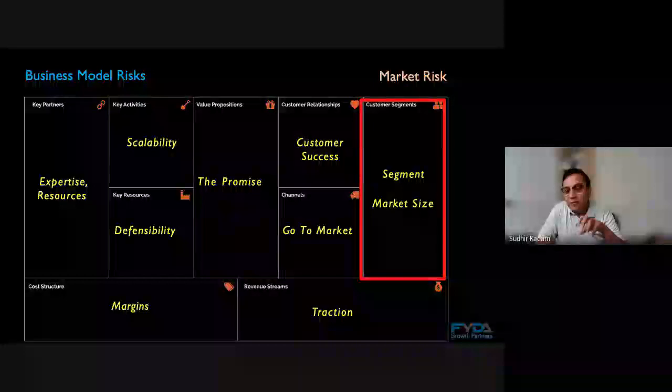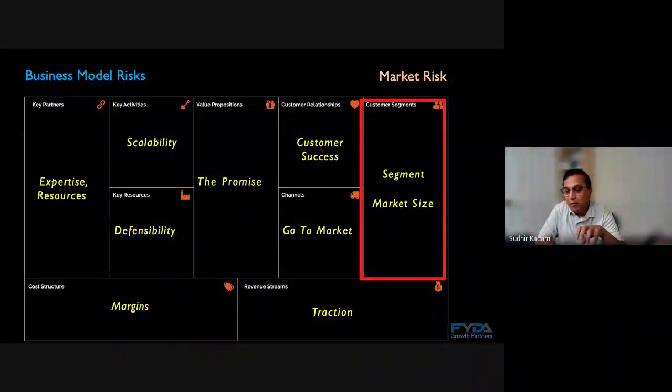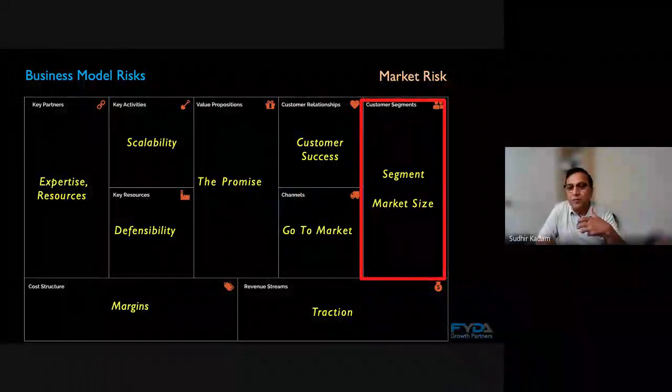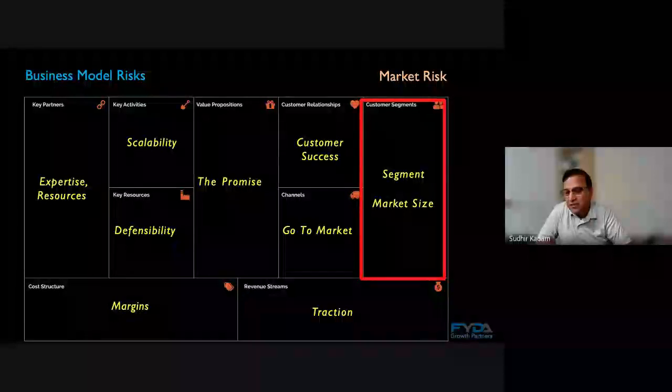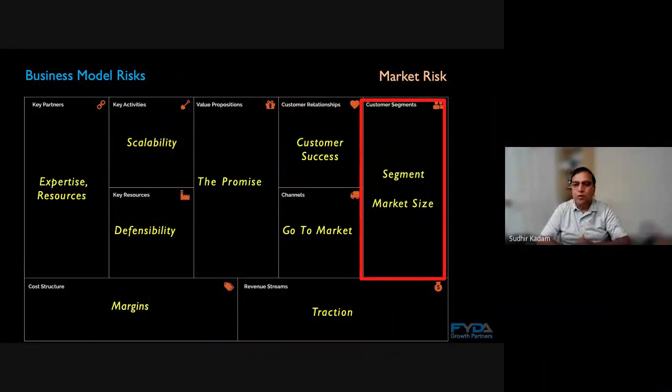Are they spending some money on this problem? Are they spending, let's say, 100,000 on this problem, and you can get some chunk of that? Then yes, and then you have addressed the market risk.